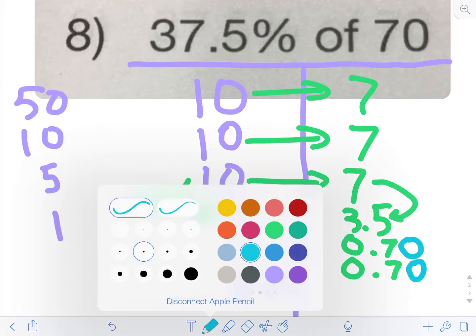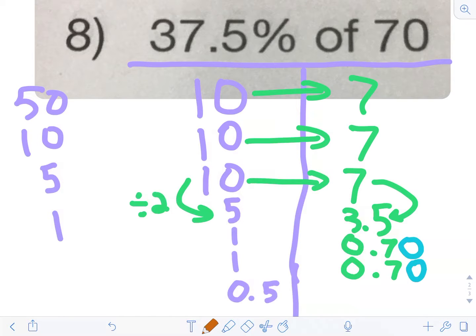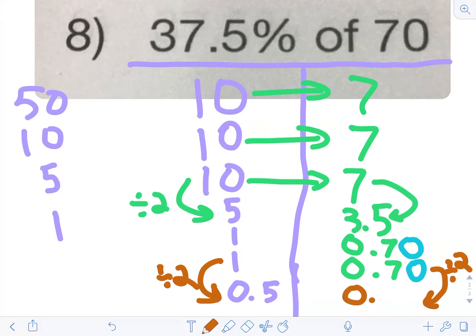So now, when we get to the 0.5, we say, listen, 0.5 is half of 1. So if 0.5 is half of 1, just find half of 0.70. 0.35. So now we have all of our pieces to get 37.5, and all we have to do is add up all of these numbers here.